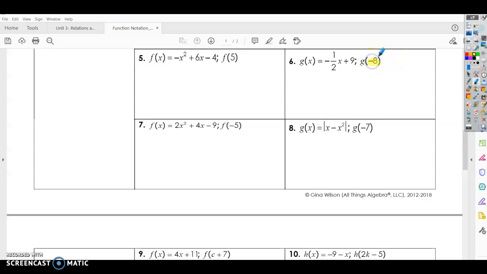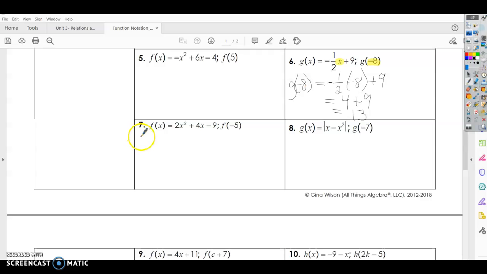All right, so this time our x, or our input value, is negative 8. We are going to do the same thing. We've got g of x equals negative 1/2 x as part of the equation, and we're going to input negative 8, and then we're going to add 9. Two negatives when you multiply is a positive, and half of 8 is 4, plus 9. So when I input negative 8, I get 13 out.